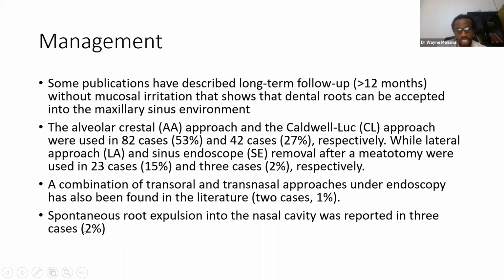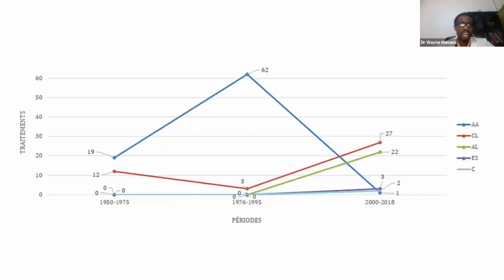But please note that in 2% of the cases, the root is spontaneously swallowed. So it moves into the sinus, into the nose, and then it's swallowed. Typically, if it is a small root tip. But the stakes are very high for us to just leave it there.